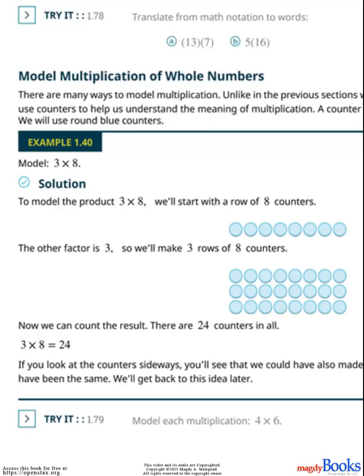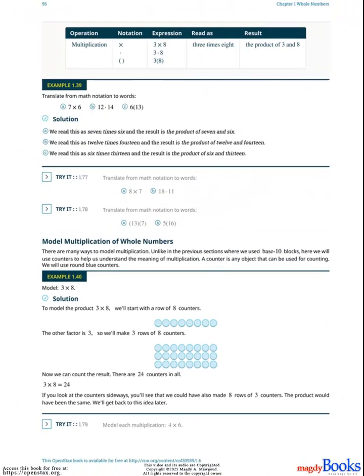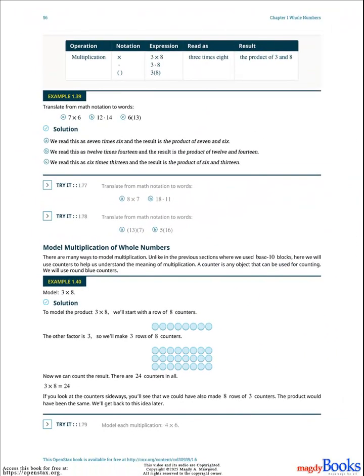Example 1.40. Model 3 multiplied by 8. Solution. To model the product 3 times 8, we'll start with a row of 8 counters. The other factor is 3, so we'll make 3 rows of 8 counters. Now we can count the result. There are 24 counters in all. 3 multiplied by 8 equals 24. If you look at the counters sideways, you'll see that we could have also made 8 rows of 3 counters. The product would have been the same. We'll get back to this idea later.